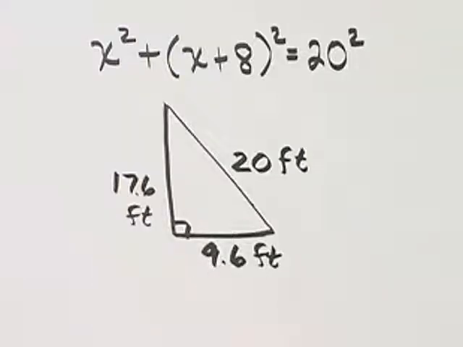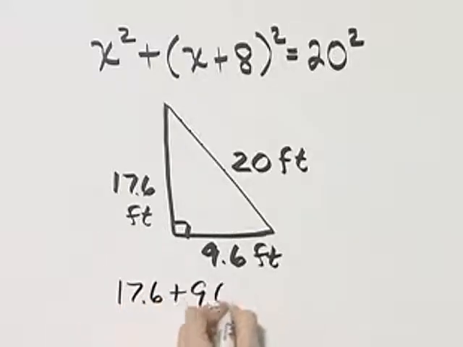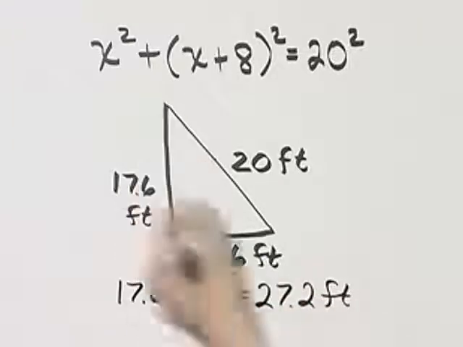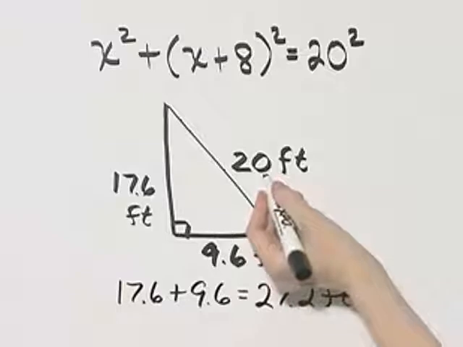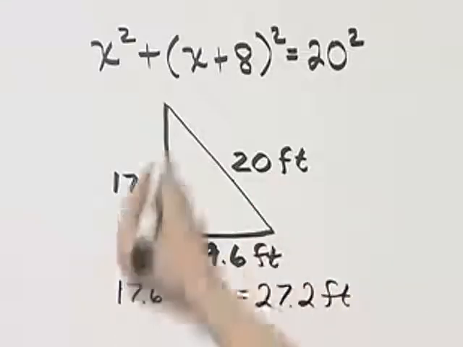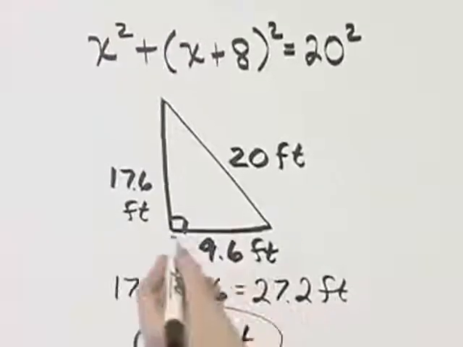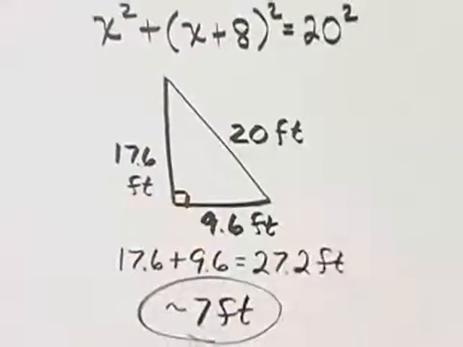If we add these two, we have a sum of 27.2 feet walking distance. If we subtract the 20 feet, how much longer does this take? Approximately 7.2 feet, so rounded to the nearest whole foot, approximately 7 feet longer to walk around the corner rather than the diagonal.